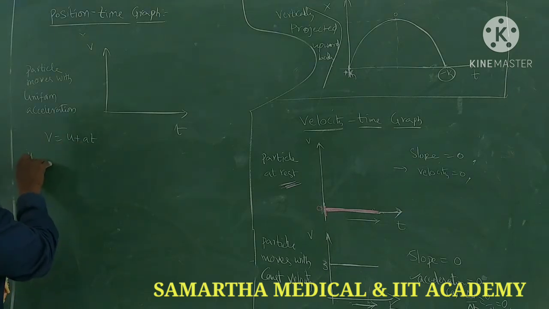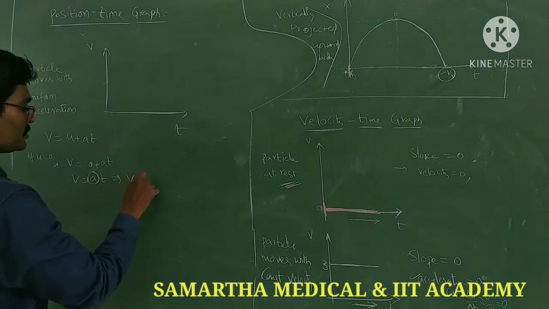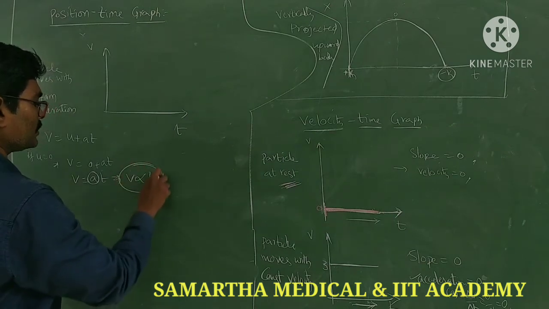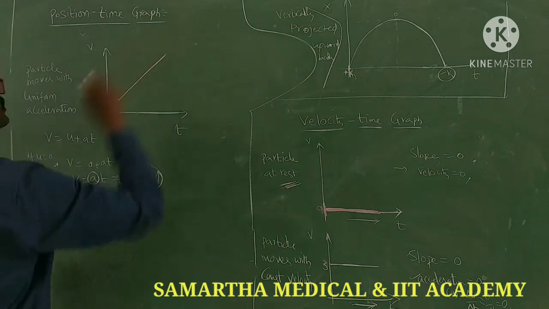Then V is equal to 0 plus AT. So V is equal to AT, A is constant, so V is directly proportional to T. As T increases, V also increases. So directly proportional. You will get the curve like this.